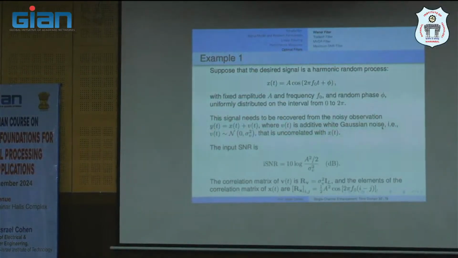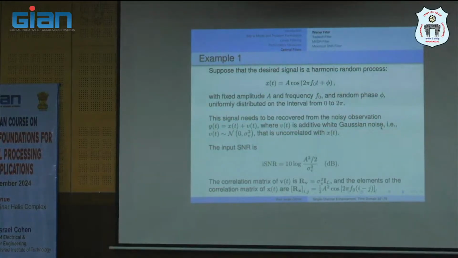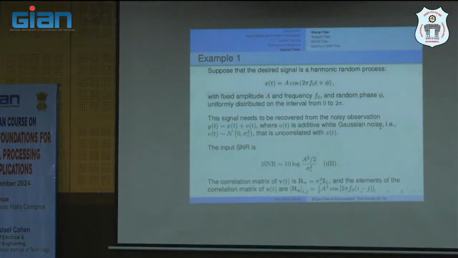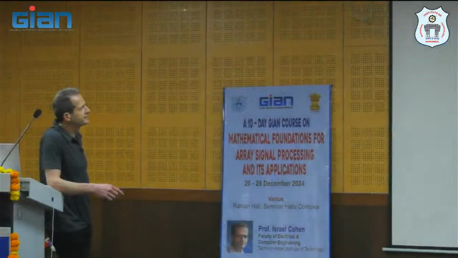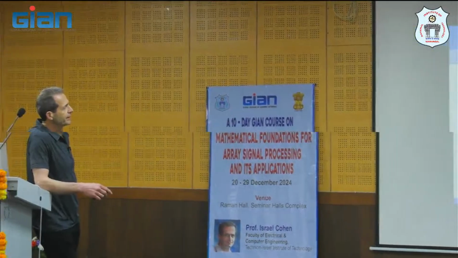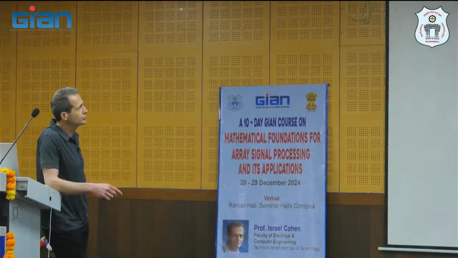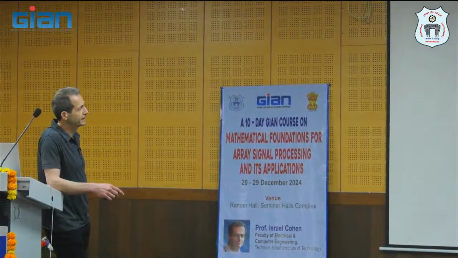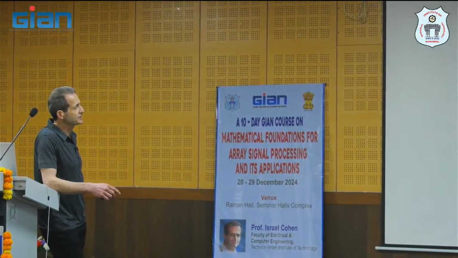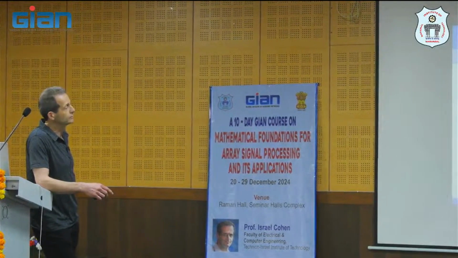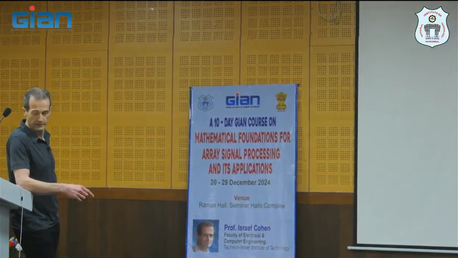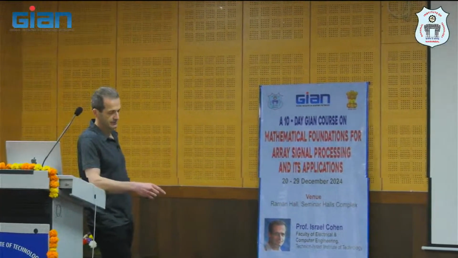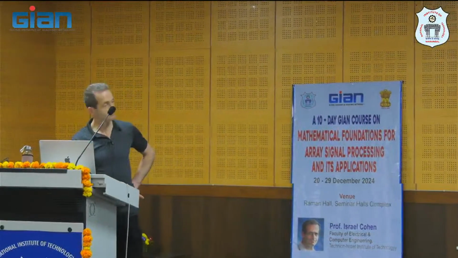Let's see an example. It's always good to see an example. Suppose that we have this signal, x(t) equals A cosine(2 pi f0 t plus phi). A is a certain amplitude of the signal.